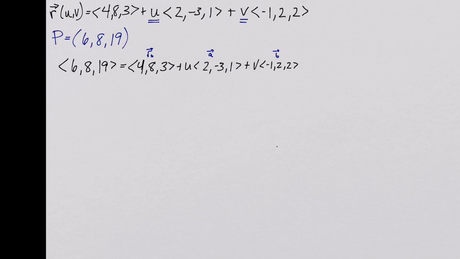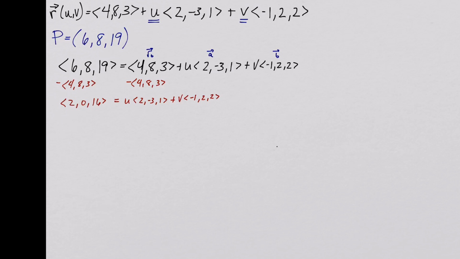And so if I want to simplify this expression, what I can do is I can subtract R0 from both sides. And so I'm going to subtract this vector right here. I'll subtract 4, 8, and 3 from both sides. And what that does is it leaves me with 2, 0, and 16 is equal to U times 2, negative 3, 1, plus V times negative 1, 2, and 2.